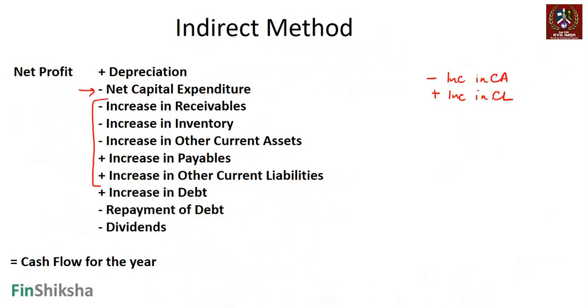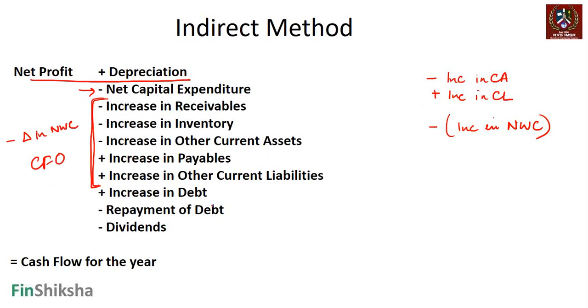Now, increase in current assets and increase in current liabilities will basically mean increase in net working capital of the company, right? And you subtract that. So you can add up all this and say minus increase or change in net working capital. That's subtracted, remember, right? All these portions and net profit plus depreciation put together will give you your cash flow from operating activities. All that you see here is cash flow from financing activities, and capital expenditure or any other investments that you have done will give you cash flow from investing activities.